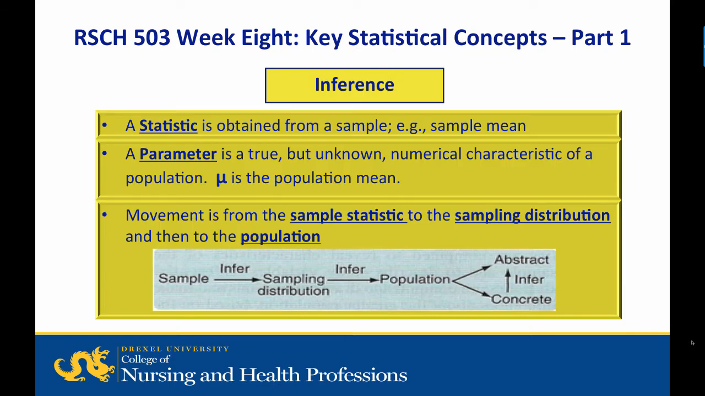Closely aligned to statistical significance is the notion of inference. As you know, a statistic is obtained from a sample, for example, a sample mean or standard deviation. A parameter is a true but unknown numerical characteristic of a population, for example, the population mean, or mu. A key concept in statistical analysis is the movement from a sample statistic ultimately to the population parameter, inferring from a specific concrete finding obtained from a sample to an abstraction.